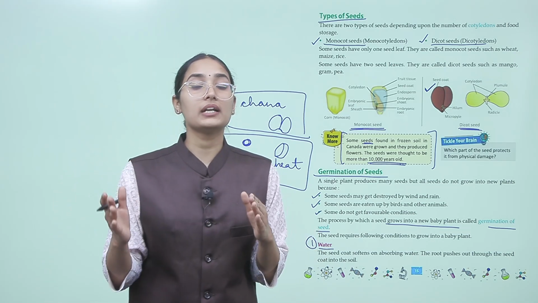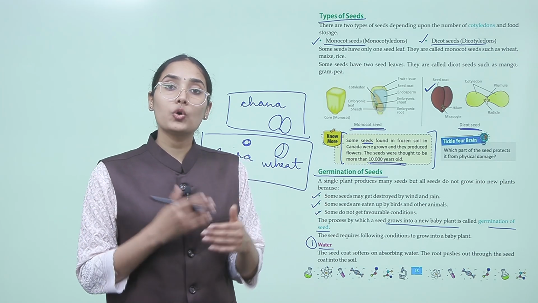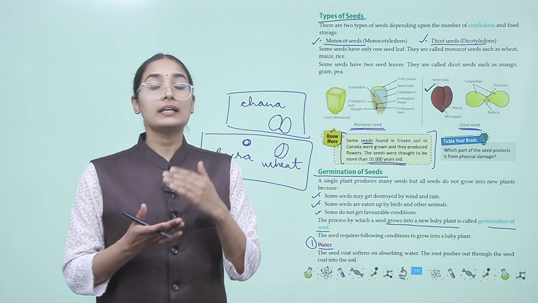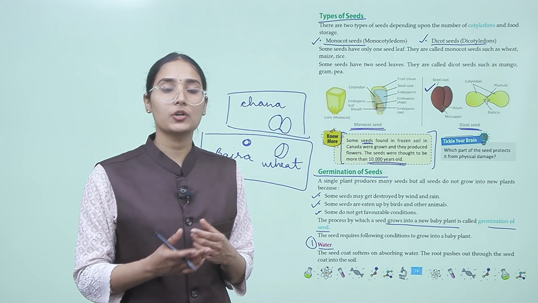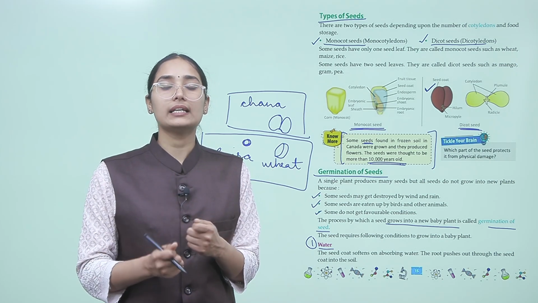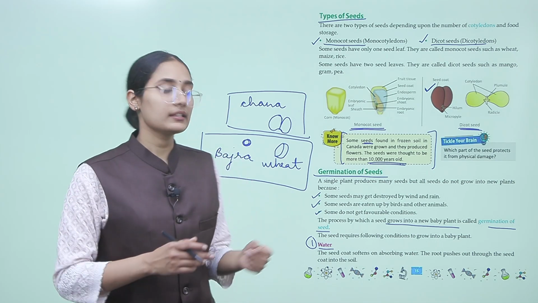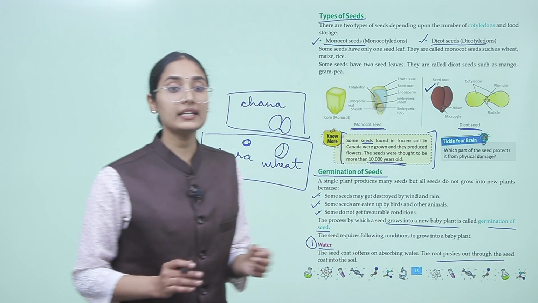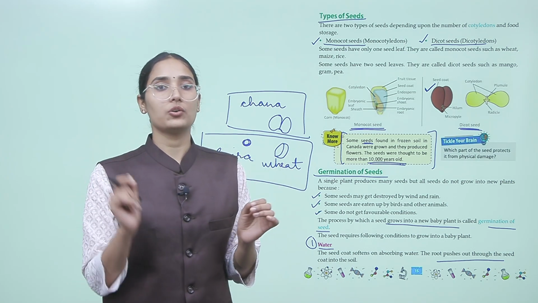The seed has to germinate, it has to grow, it has to open up. And when it opens up, then slowly it will turn into the baby plant. That's the purpose of water. As soon as the water is absorbed by the seed, it gets softened, and that pushes the seed out from the seed coat into the soil.